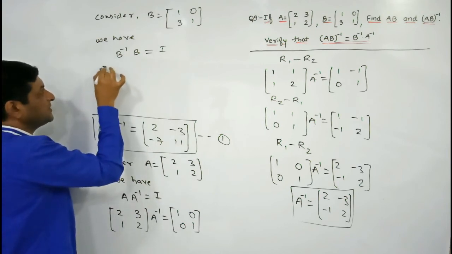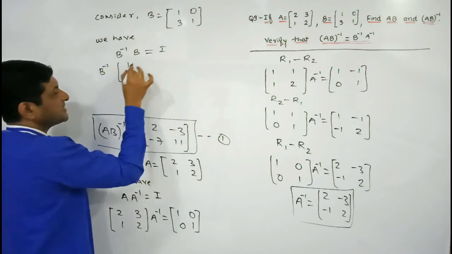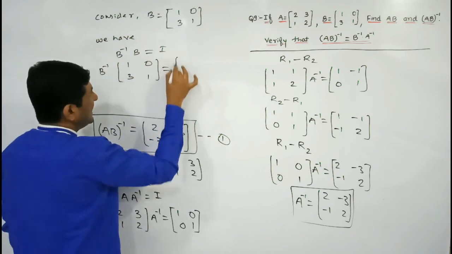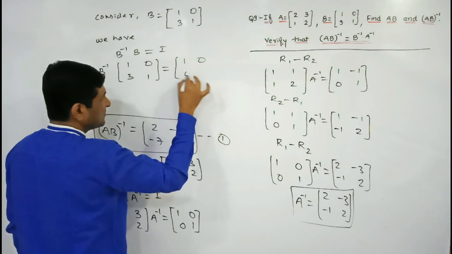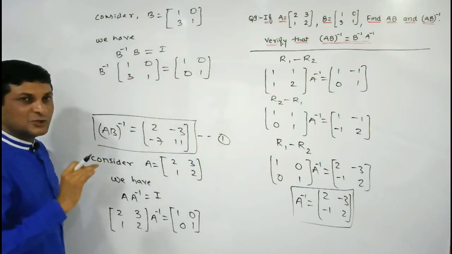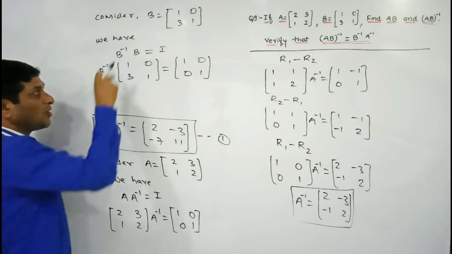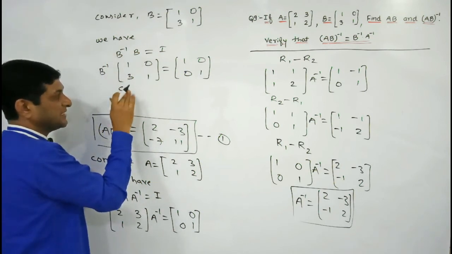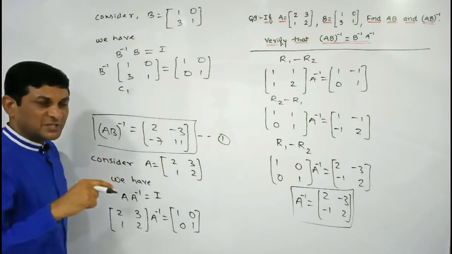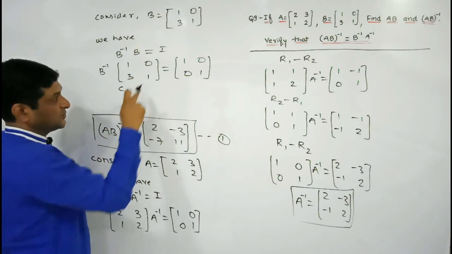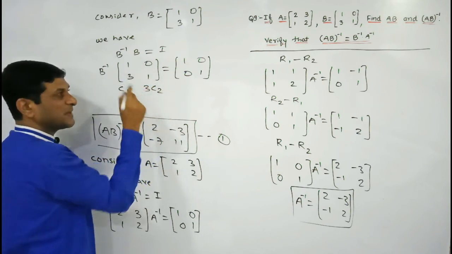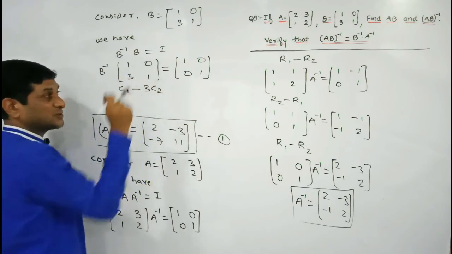So keep this B inverse as it is. What are the elements of matrix B? 1, 0, 3, 1. On this side the identity matrix means its elements are 1, 0, 0, 1. So to convert this element into what? 0, our operation should be on C1, and what is the element of C1 here? 3. From 3 we are subtracting 3, so here we are using the corresponding element of C2. To get 3 here I am multiplying by 3, and we have to take subtraction, so that 3 minus 3 will become what? 0.